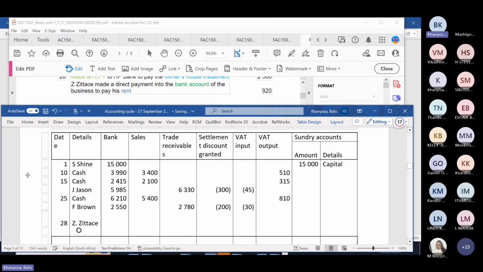So we received, see, a direct payment to the bank account of the business. So we received 920. Like I said, later on we split the VAT again, because we are subletting, so the VAT relates to that.